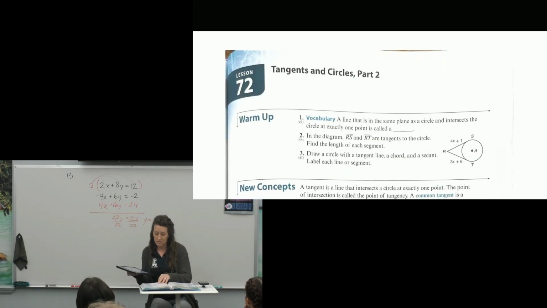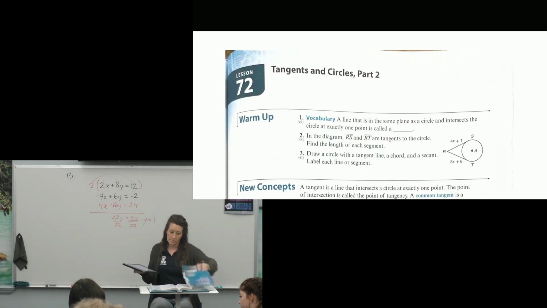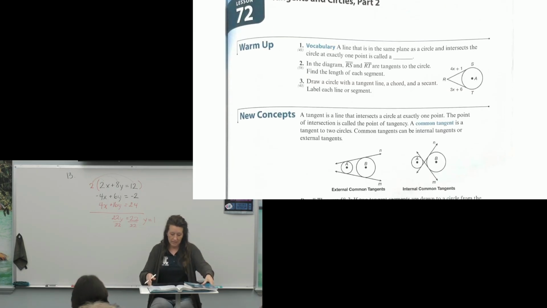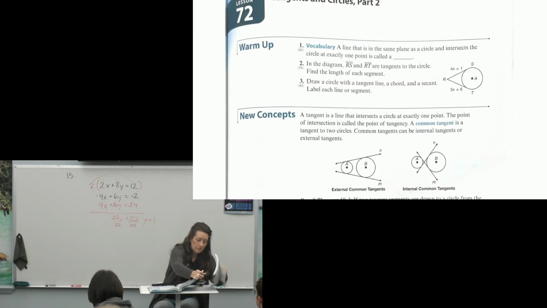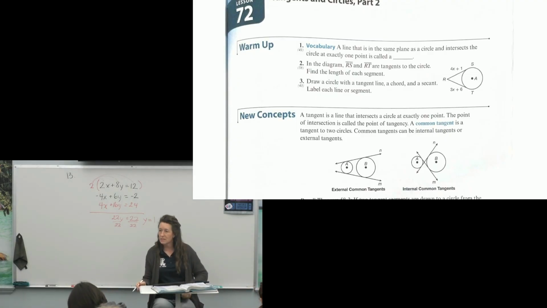Tangents and circles. Okay. So you remember what a tangent line is? It's the one that's tangent to the circle. Good. It meets it at 90 degrees, right? It only touches it once. Fantastic.